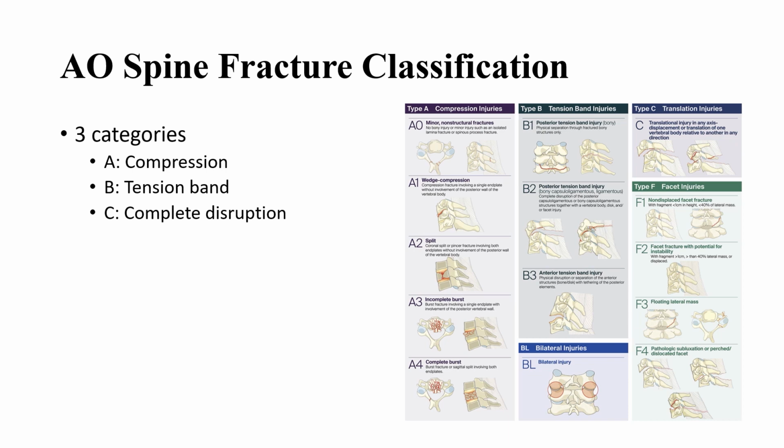Finally, an F-type injury, which is unique to the cervical spine, may simultaneously occur with any of the above types of injury, and specifically describes injuries to the cervical facet joints, with injuries F2, F3, and F4 being relative degrees of unstable.